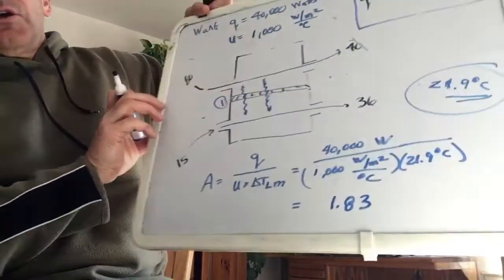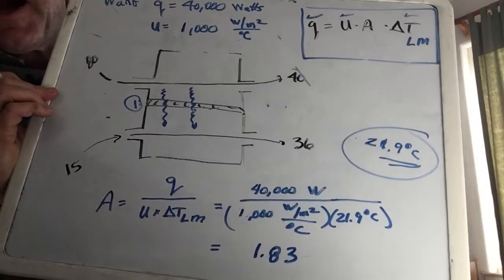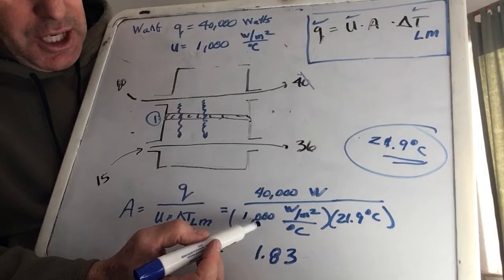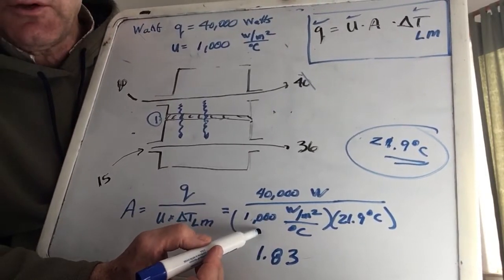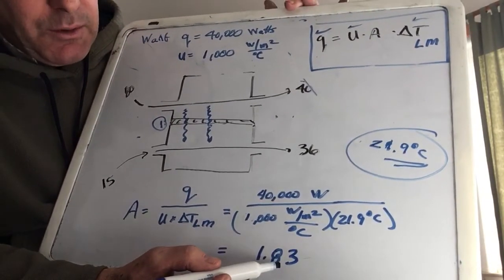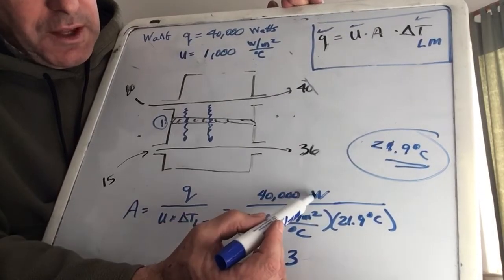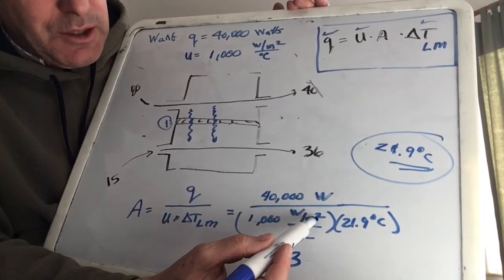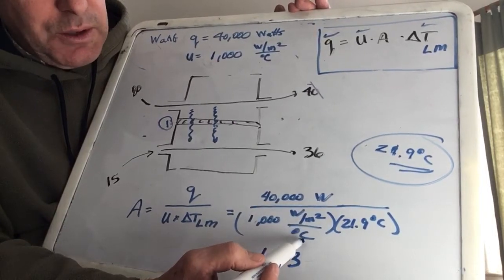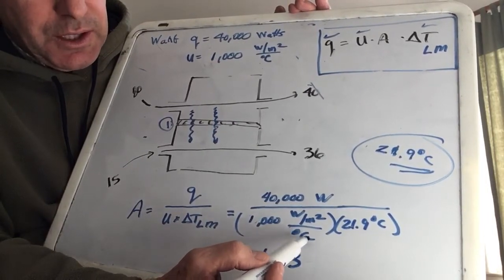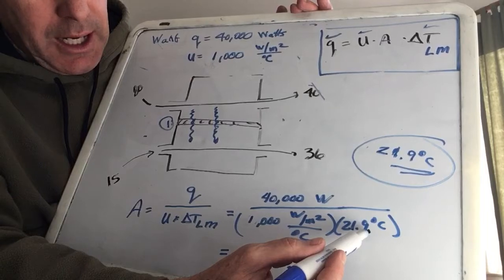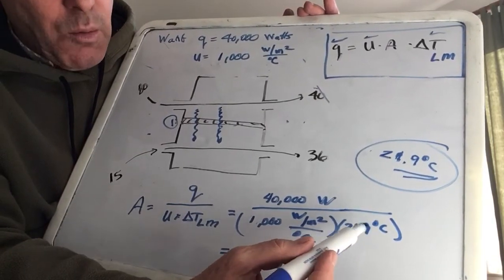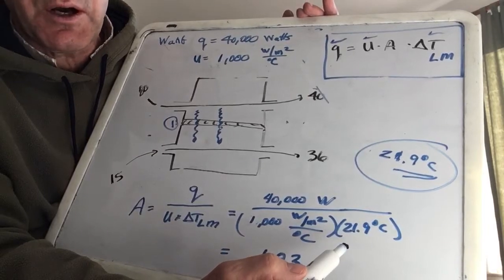Okay, so looking at that calculation, my calculator, when I changed the U back to 1,000, gave me 1.83. And what about units? Okay, 40,000 watts. Take a look at the denominator. 1,000 watts per meter squared of heat transfer per degree C temperature difference between the two fluids times 21.9. So that's going to be around 21,900 watts heat transfer per meter squared of surface.